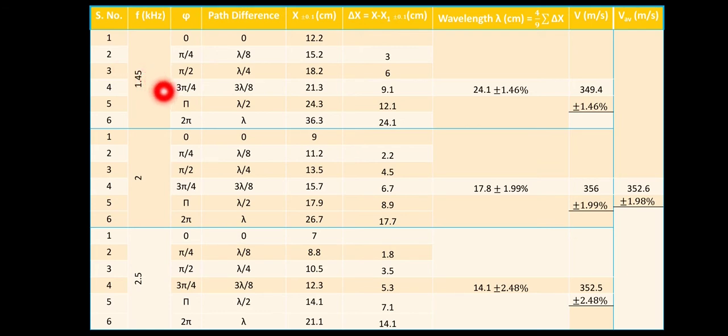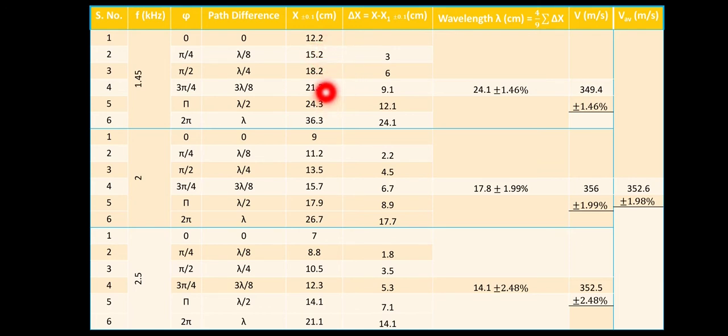Now this is the table. This is the observation table, this is the calculation table. So this is the frequency, this is the phase difference. This phase difference corresponds to the path difference. This is the position here. Since our scale is a meter scale, the accuracy is limited. The reading has an uncertainty of plus minus 0.01 centimeter. So the actual path difference in centimeters will be given by this.